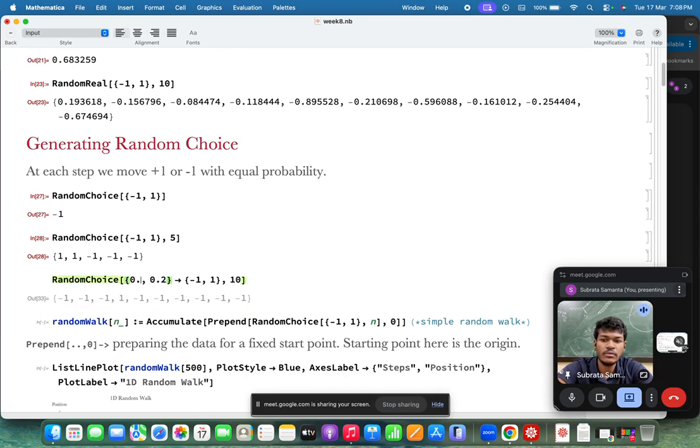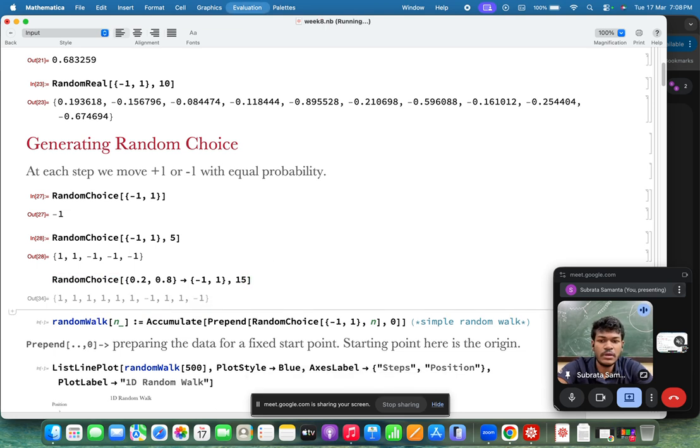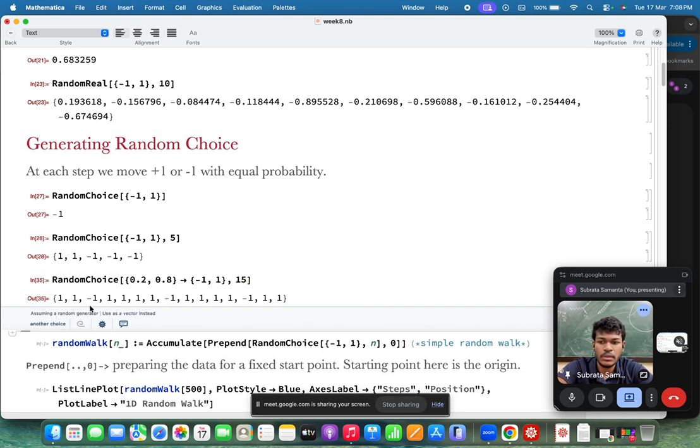Let us say I want to reverse this thing. So, here I assign the probability p equals 0.2 to getting minus 1, and to get plus 1, what is the probability for that? I assign 0.8. Okay. So, now if you do this, you see most of the times you get plus 1s, and only one time you get minus 1. You can increase the number of times. See, you get 3 times minus 1, but the remaining 12 times you get plus 1.